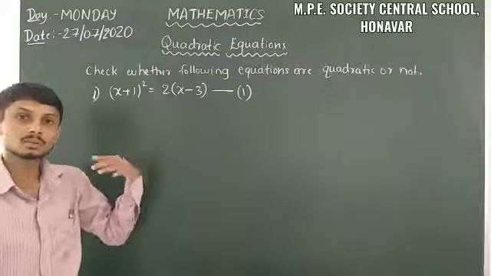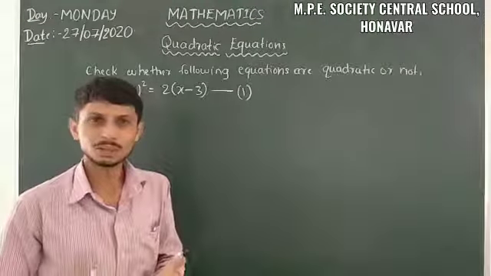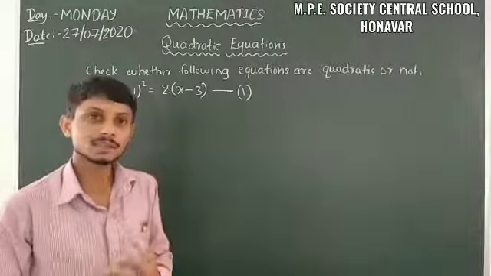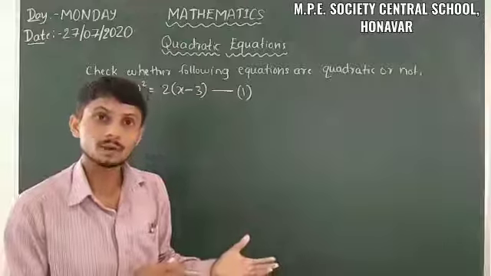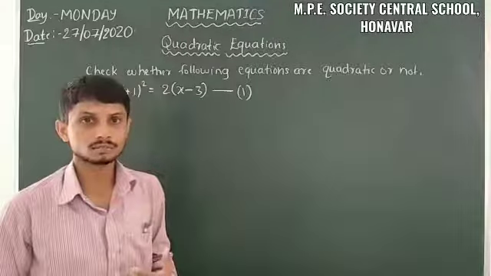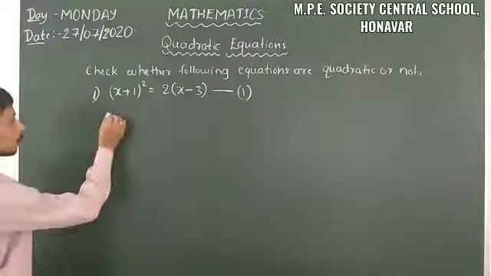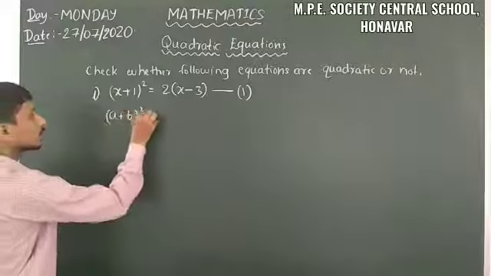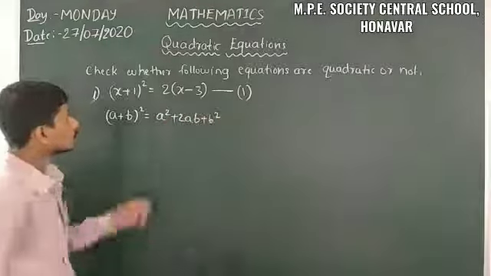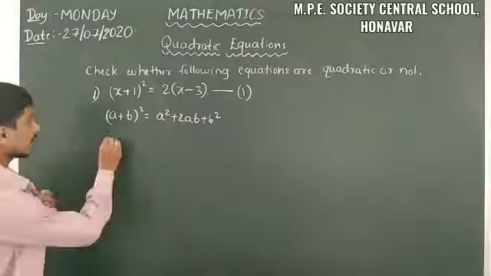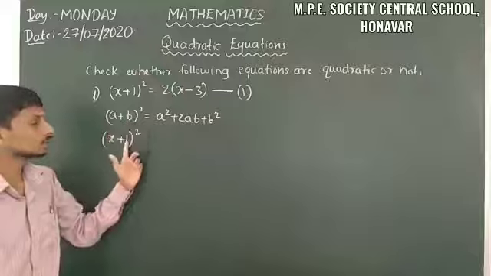After that we have to take the identity or value of the exponent, whatever it may be, and express it in the form of a quadratic equation. After that we have to check whether it's in the standard form of a quadratic equation or not. So let us move on to the problem, that is (x + 1)². It's in the form of (a + b)², that is (a + b)² = a² + 2ab + b². So put the value a = x and b = 1 here.